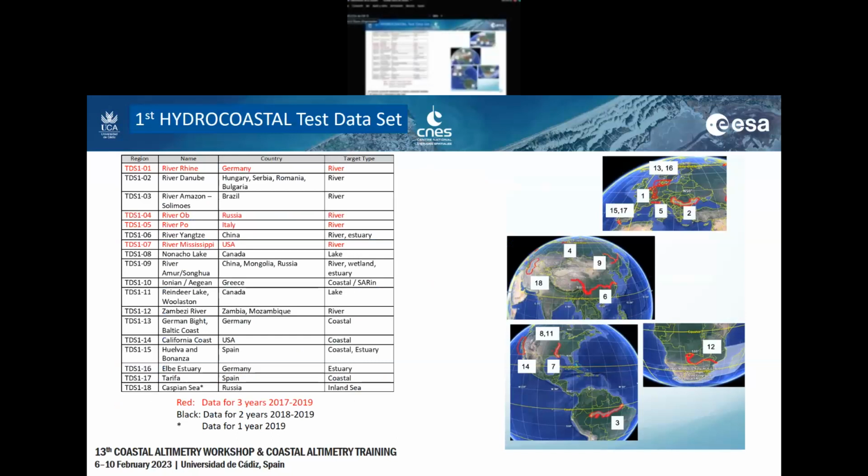So those are the different regions, just in the table on the left, and you can see them on the right. So roughly half and half coastal zone and rivers.